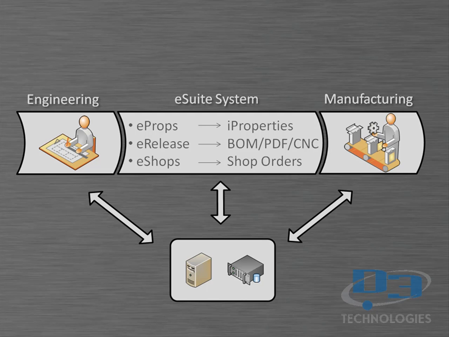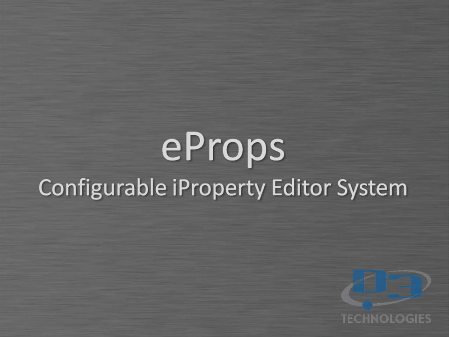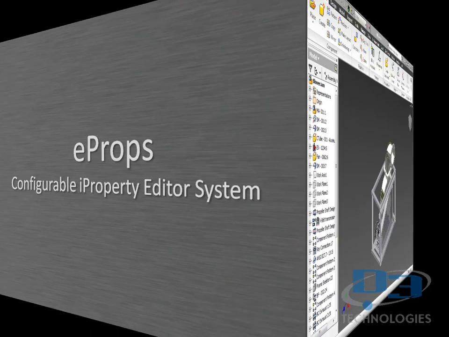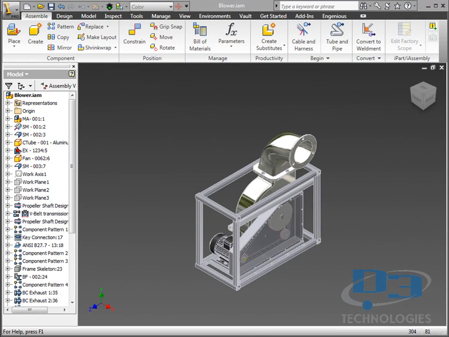Let's take a brief look at each part of the eSuite system, starting with eProps, the configurable iProperty editor system. An often overlooked opportunity is the effective use of Inventor iProperties. iProperties are simply buckets within the Inventor file to store component information. Those buckets of information can be used to streamline the downstream operations of data entry and bill of material creation while also creating a method to easily find those existing designs with the document management system.